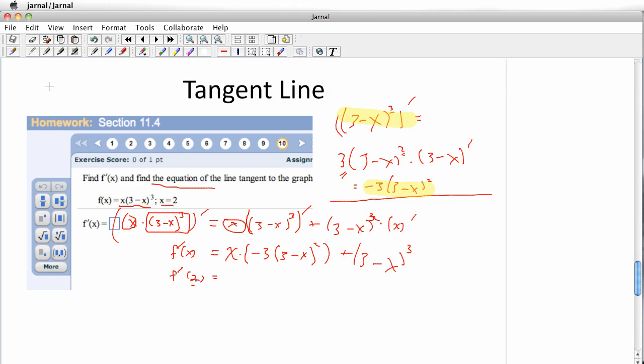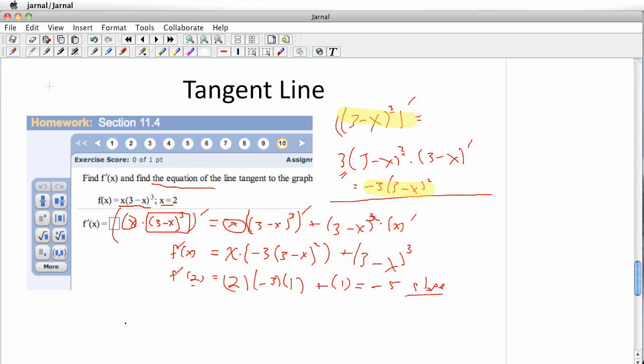But at any rate, at x equals 2, that means I'm putting 2 in for x, and so that's 2 times negative 3. Putting 2 in here is 3 minus 2, which is 1 squared. 1 squared is 1. And here, 3 minus 2 is 1 cubed is 1. So I have to be very careful with that. You know, if I had a negative 1 squared, that's 1. Negative 1 cubed is negative 1. I have to be careful with making sure I'm doing the calculation inside and then raising to the power. But in this case, I got 1 each time, so that was lucky. So this is negative 6 plus 1, which is negative 5. So that's my slope.